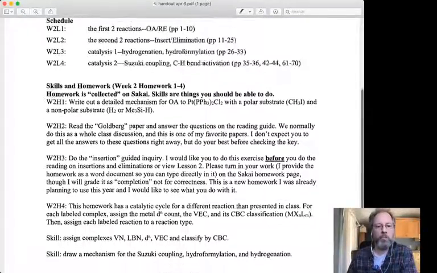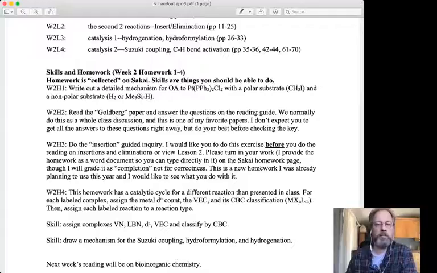There's 4 homework problems this week, so write out a detailed mechanism for oxidative addition, read the Goldberg paper. Let me talk a little bit about that. There's a guided reading and a primary literature paper by Karen Goldberg, this is one of my favorite papers. I always teach this paper. It really goes into a lot of detail about oxidative addition and reductive elimination.